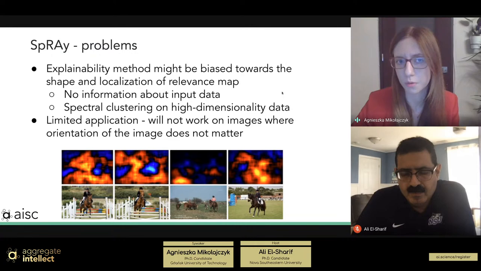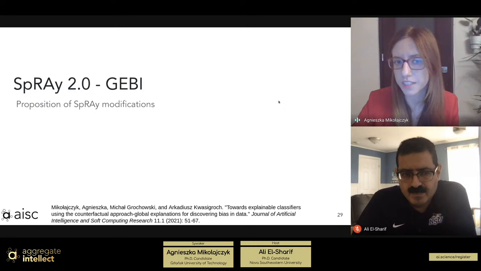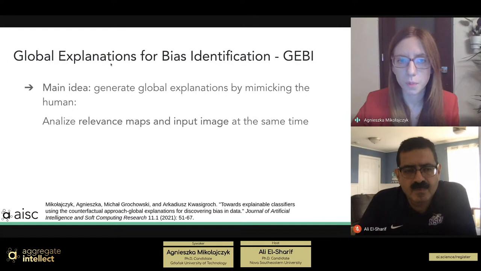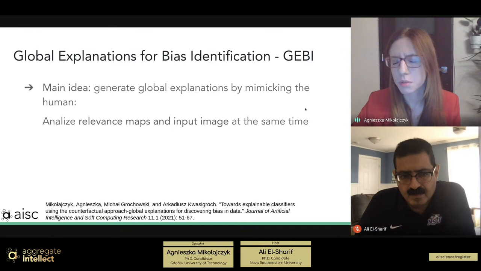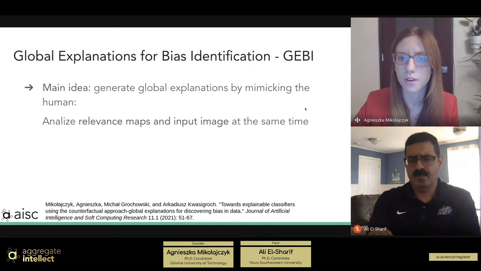Hence, we proposed some modifications to make it usable with our dataset. Our method is called Global Explanations for Bias Identification, GEBI. And the main idea is to generate global explanations by mimicking the human. So we want to analyze not only the relevance maps, but also their association with the input images. And we want to do it at the same time.